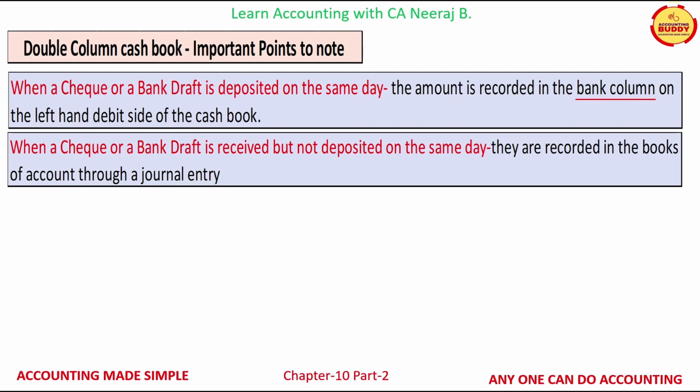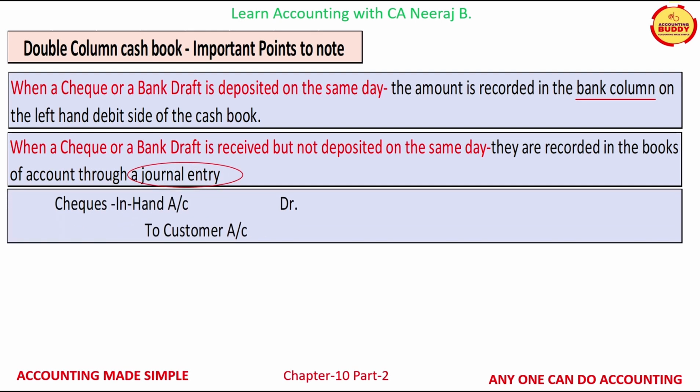When a check or a bank draft is received but not deposited on the same day, they are recorded in the books of accounts through journal entry. The journal entry in such a situation will be debit check in hand account and credit to customer account from whom the check or the draft is received.